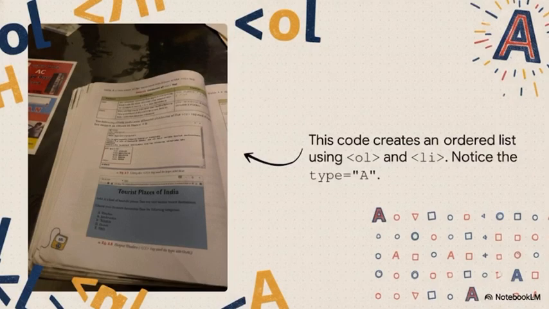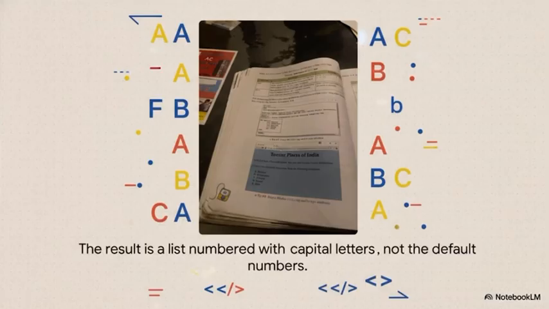So let's break down this ordered list. The whole thing is wrapped in OL tags. Simple enough. Then each item inside the list gets its own LI tag. That just means list item. But did you spot that type equals A attribute in the code? That's our little clue that we're about to do some customizing. And there's the payoff. See? Because we use type equals A, the list is marked with A, B, and C instead of the usual 1, 2, 3. The big takeaway here is that you have control. You're not just stuck with the defaults.